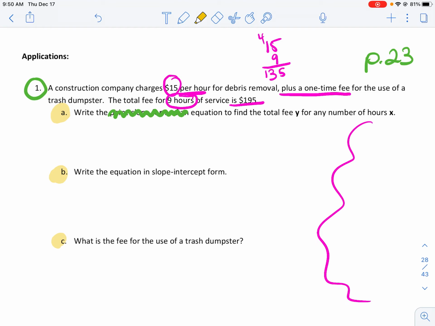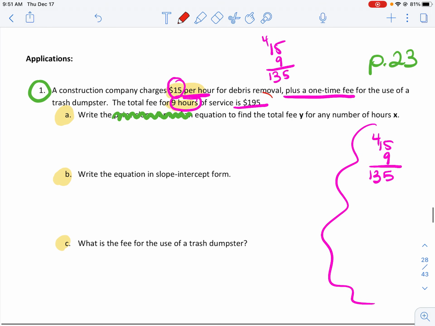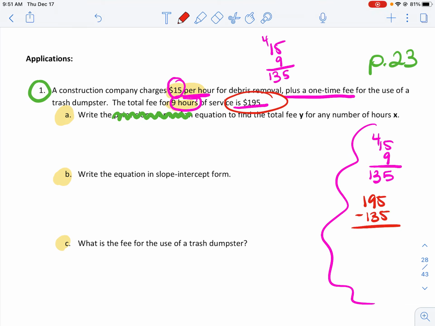We're working 9 hours, and it's 15 per hour. So if I do 15 times 9, that's 135, just to show you my work. And then we know it costs $195. So I'm going to do 195 minus 135, which is 60. Okay, so let's say that this was actually in the question, because I think this is a better, wink wink.